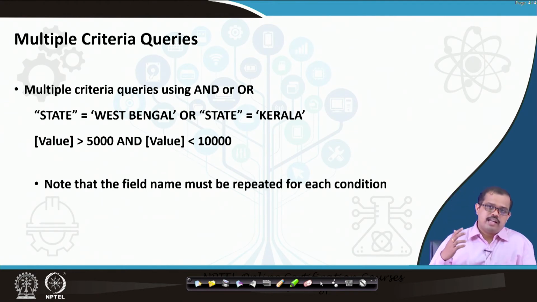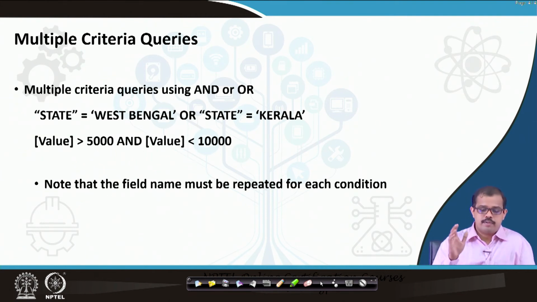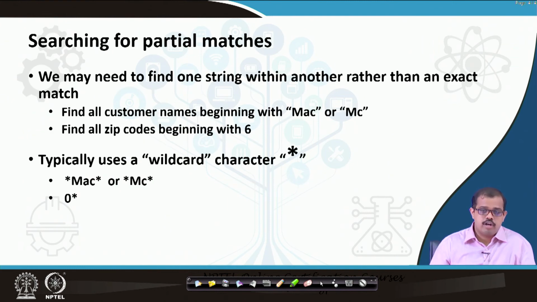SQL can have a single query, SQL can have multiple queries. If you want to have a multiple query, it can handle something like this. For example, state equal to West Bengal or state equal to Kerala, and value greater than 5,000 and value less than 10,000, which means I am looking at the states of West Bengal and Kerala, where the population value is greater than 5,000 and less than 10,000. So give me all of those. This is one way of looking at multiple queries in terms of representation or searching.